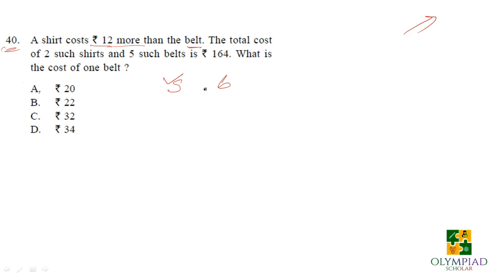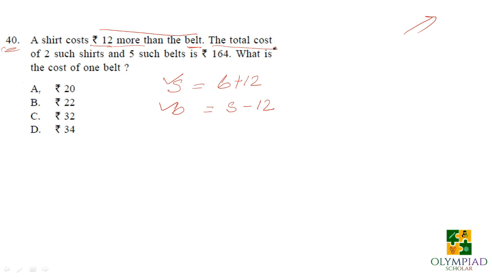How much? 12 rupees. So we can represent the shirt by saying the cost of shirt is cost of the belt plus 12 rupees, or we can say the cost of belt is, if you do not give me 12 rupees of the cost of the shirt, then also I can purchase a belt. So cost of the belt is 12 rupees less than the shirt. So these two pieces of information are obvious from the first sentence. Okay, so let's move further.